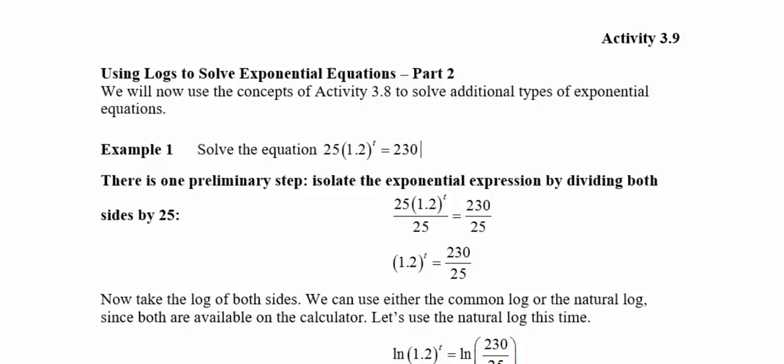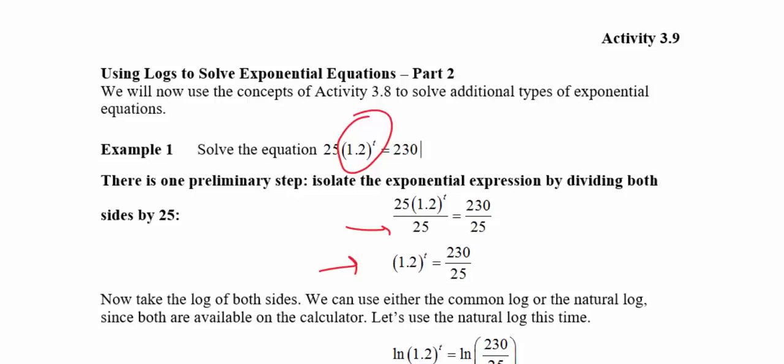So when I use the word exponential, the exponential piece is what's attached to the exponent, right? So the exponent's t, so we want to isolate the 1.2 raised to the t. And we do that by dividing both sides by 25, right, down here. All right, so step 1 is done, right? The exponential is isolated. We have 1.2 raised to the t equals 230 over 25.